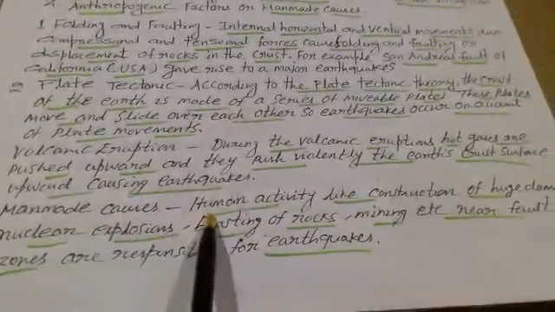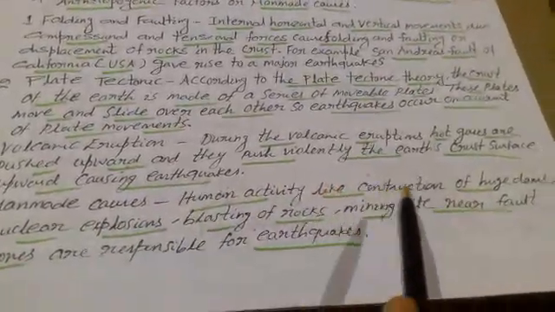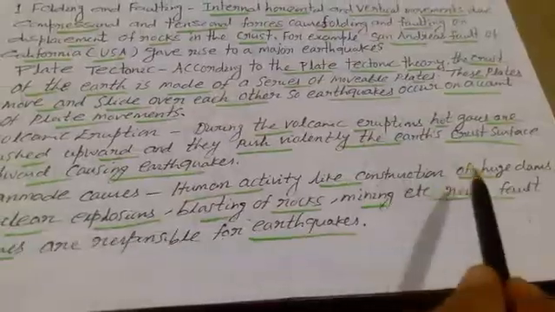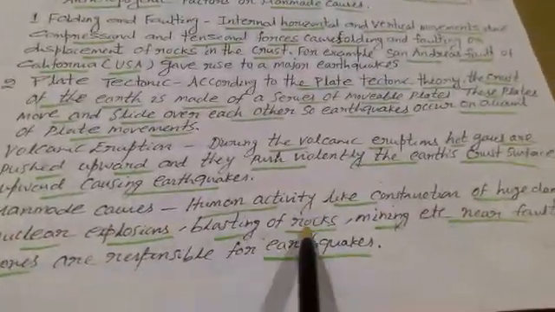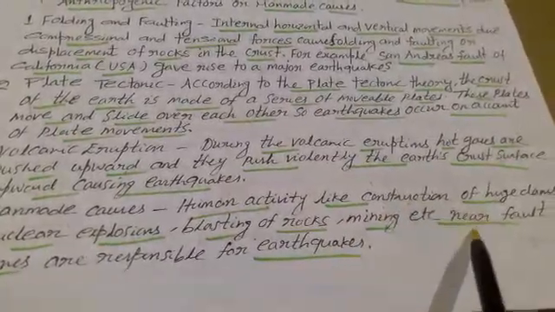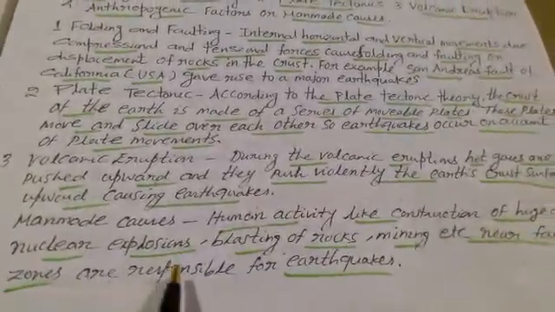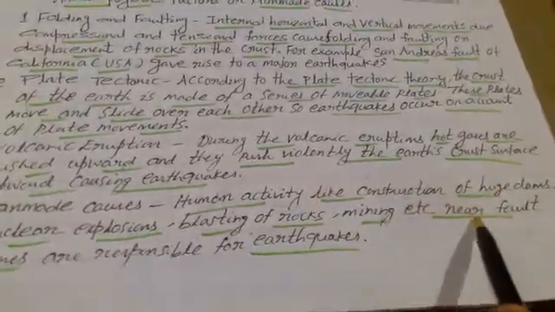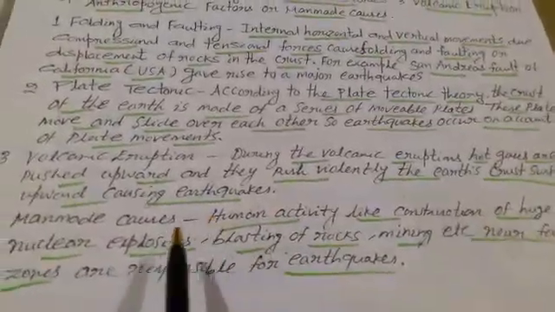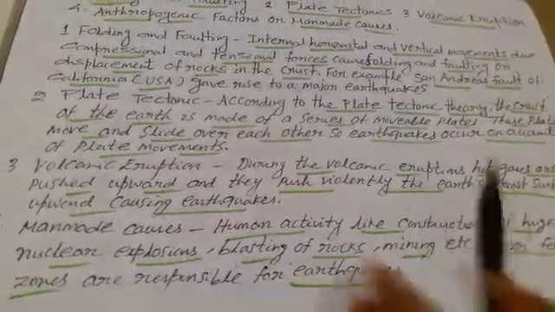Man-made causes are human activities such as construction of huge dams, nuclear explosions, blasting of rocks, mining, etc. near the fault zones, which are responsible for earthquake, because due to human activity, the elasticity of the land loosens. In that way, earthquake takes place.